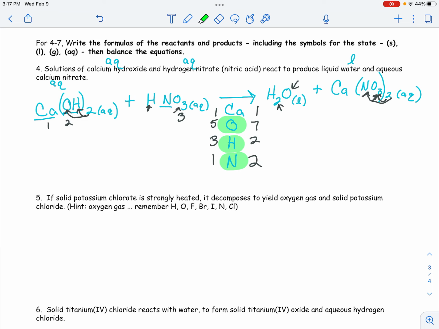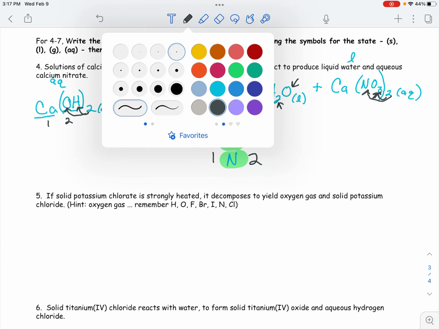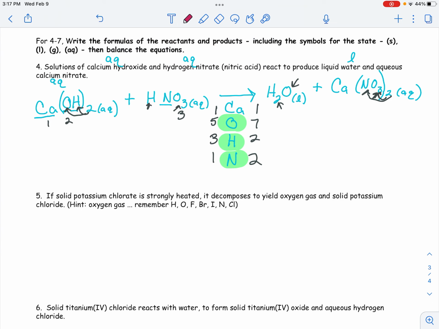When you're trying to decide what to start with, pick something that is only in 1 compound. So for example, I'm not going to start by balancing my oxygen, because if you look, oxygen is in every single compound that we have. And so that's going to be really difficult to balance if I'm bouncing back and forth. So I'm going to ignore oxygen for now.